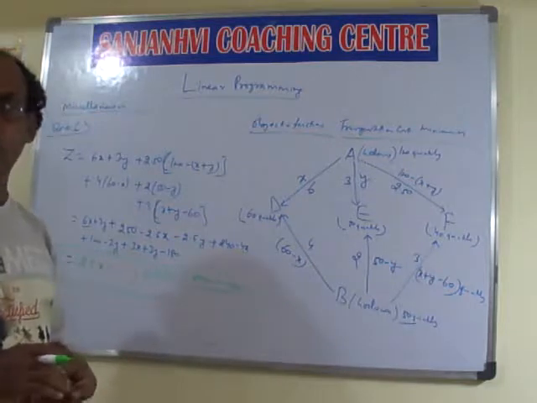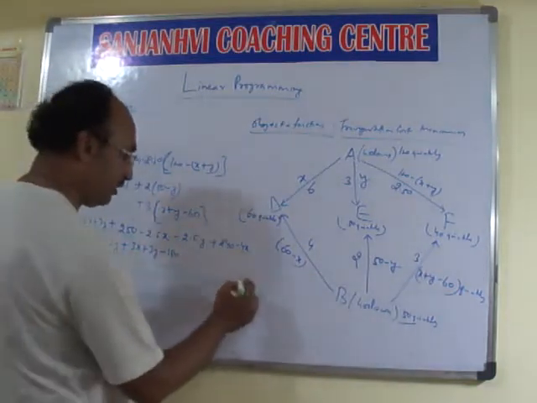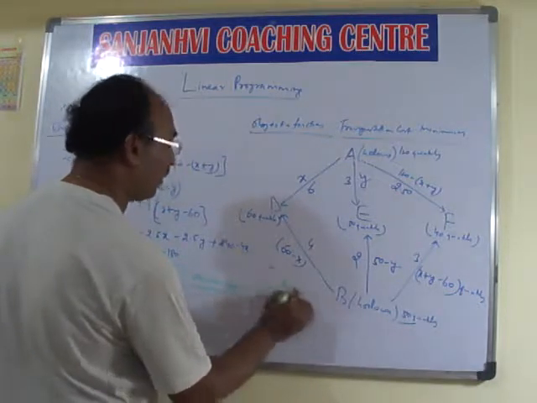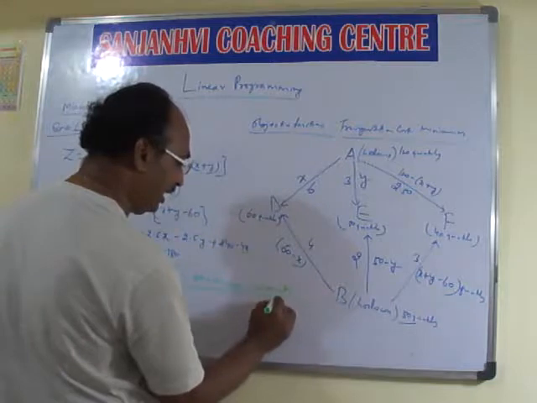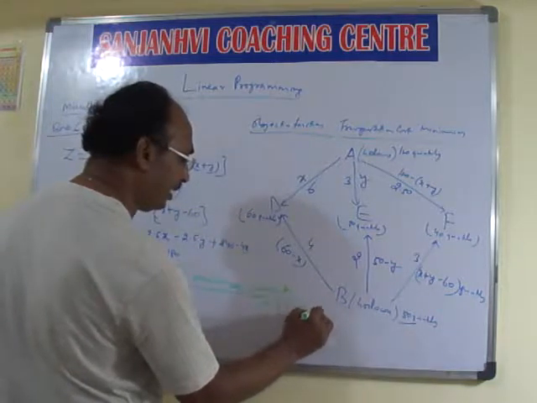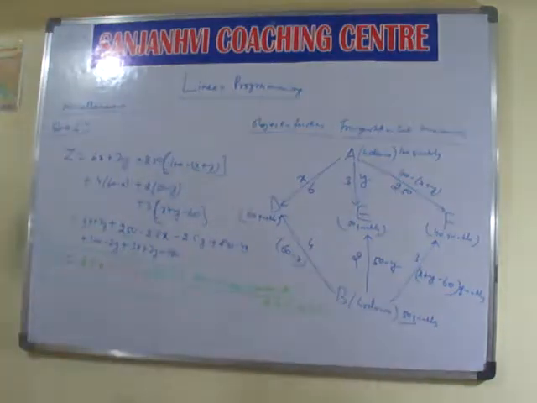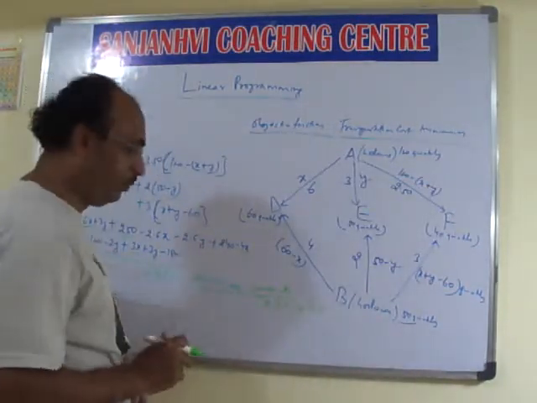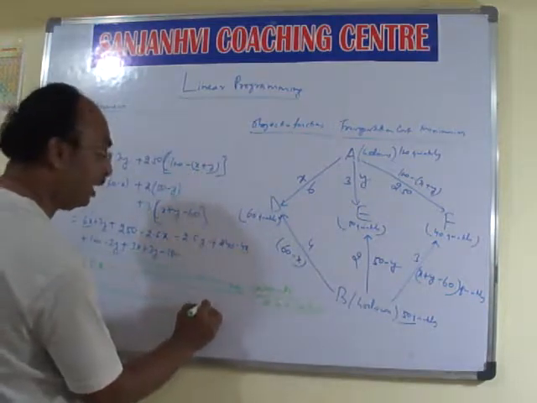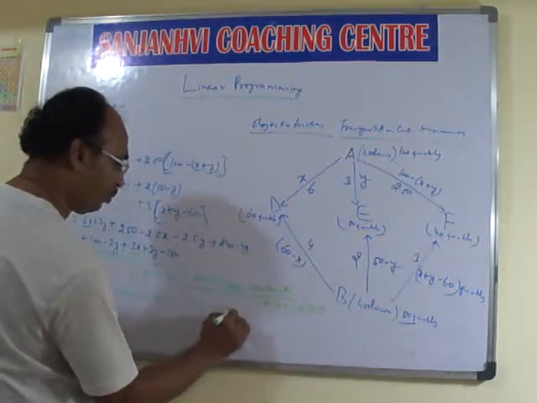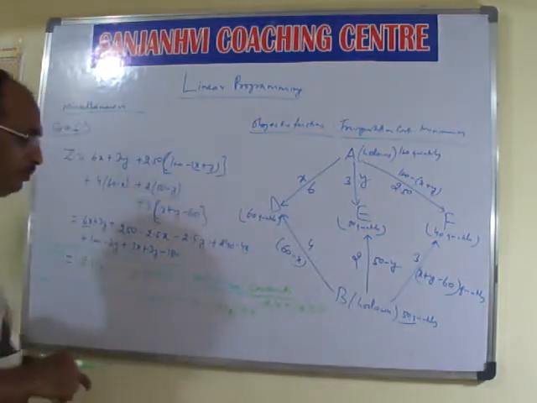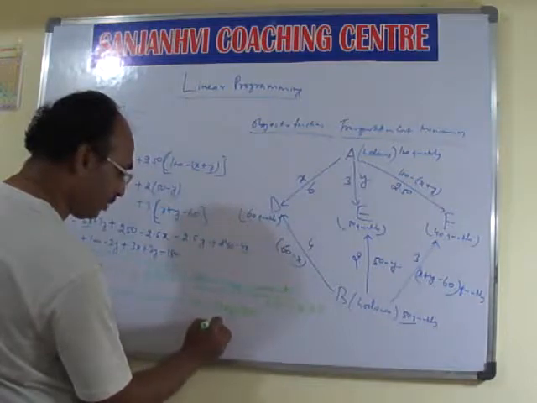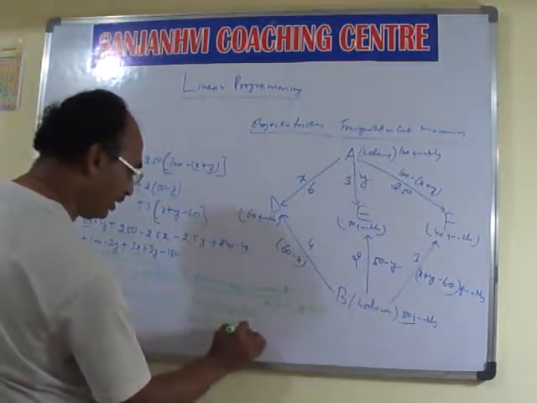X should be greater than or equal to 0, and y is greater than or equal to 0. Here, 100 minus x plus y should be greater than or equal to 0. It means x plus y should be less than or equal to 100.